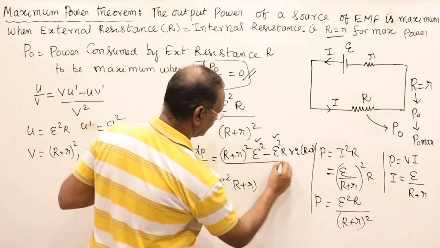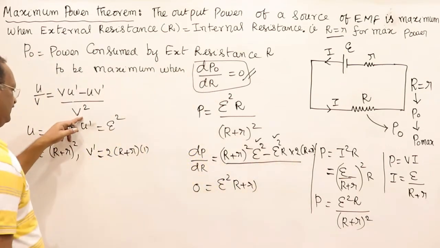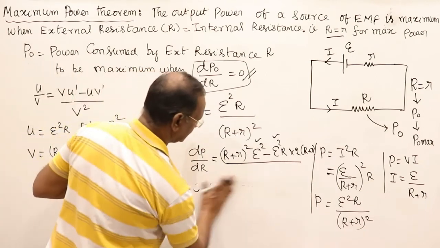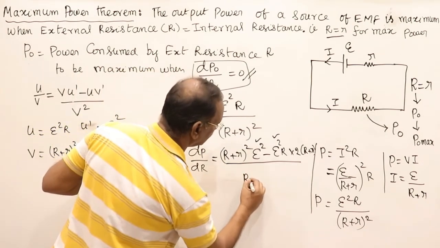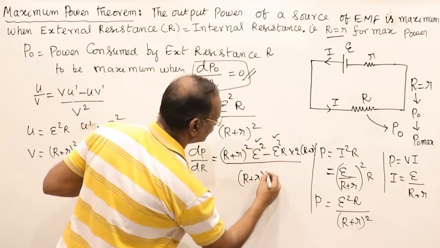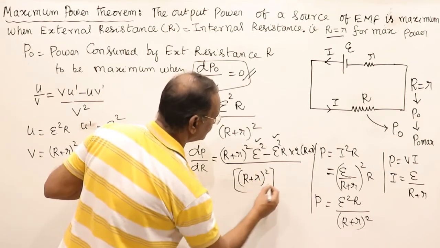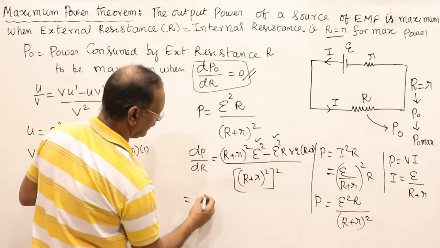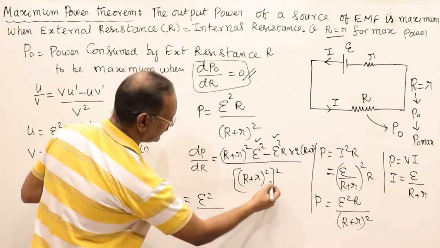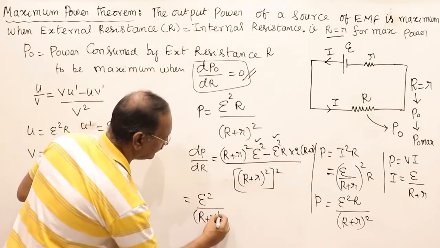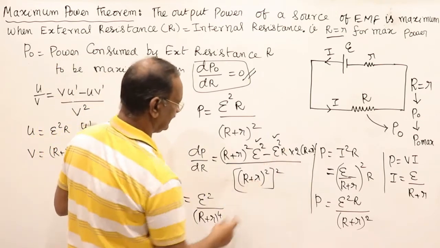Sorry, we have forgotten this one. V dash divided by V square. V is equal to R plus R whole square, that is, R plus R whole square and its square. So now, if you take common epsilon square, this we can write with denominator R plus R to the power 4. So we have taken this one.